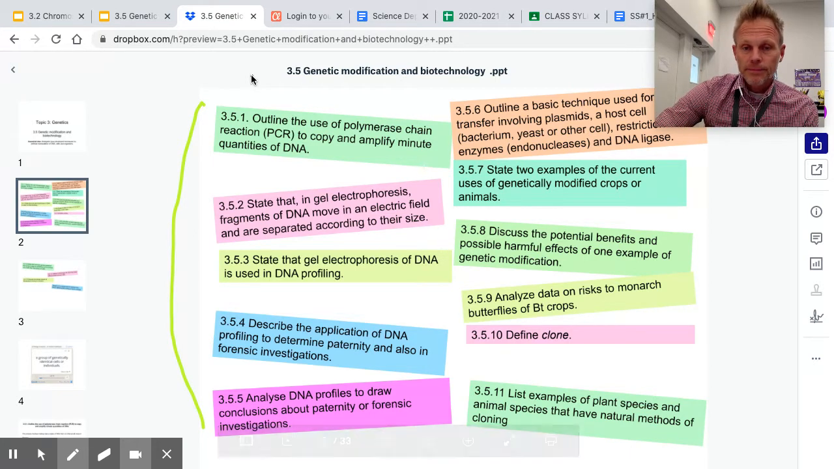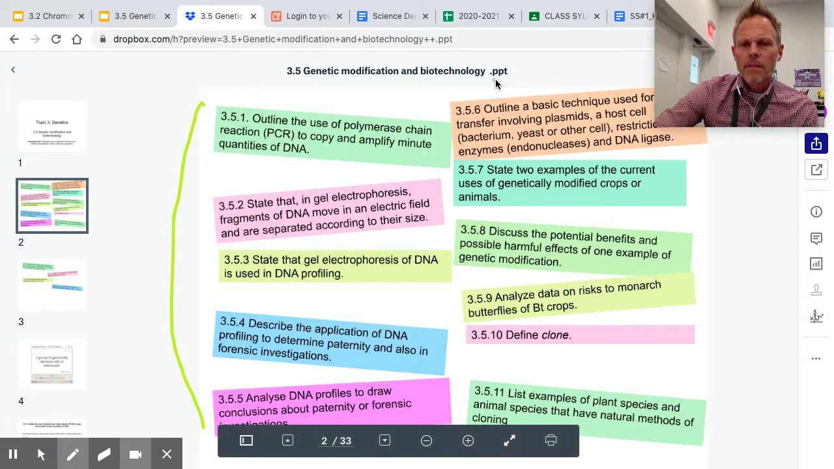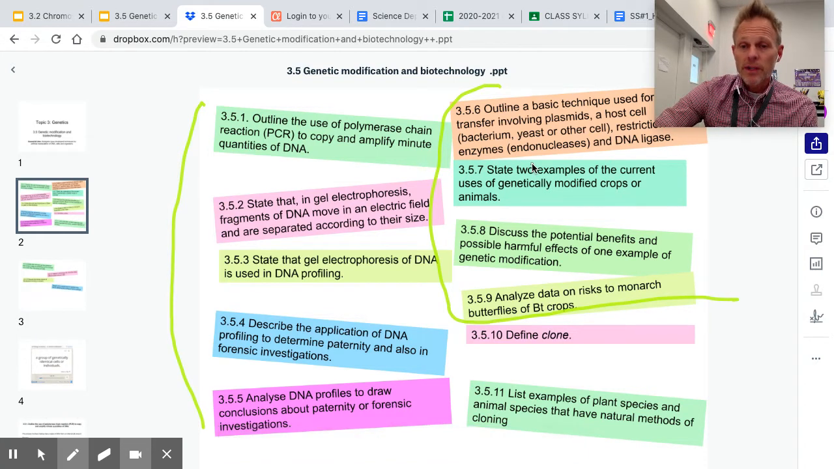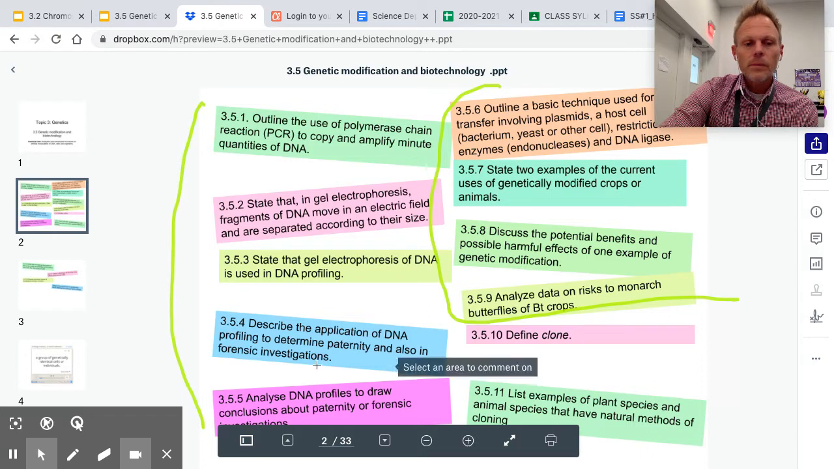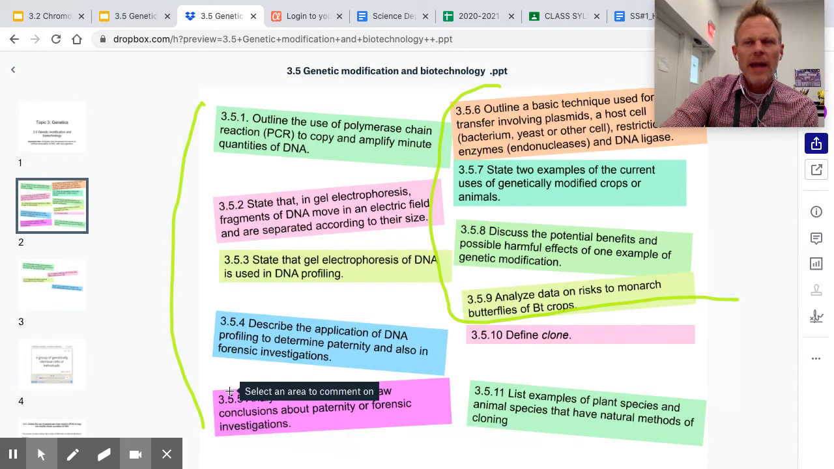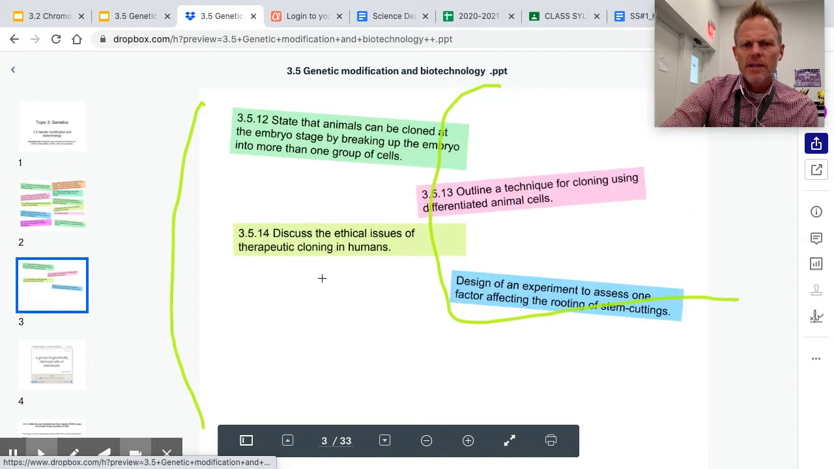The second part is all about genetic modification. Genetic modification is taking a gene from one organism and putting it into another organism. We do this with our foods for sure, and also with some animals. And then the last little section is about clones, where clones exist in nature, how we make clones and how they're used. And then there's some little experiment that we need to do at the end.